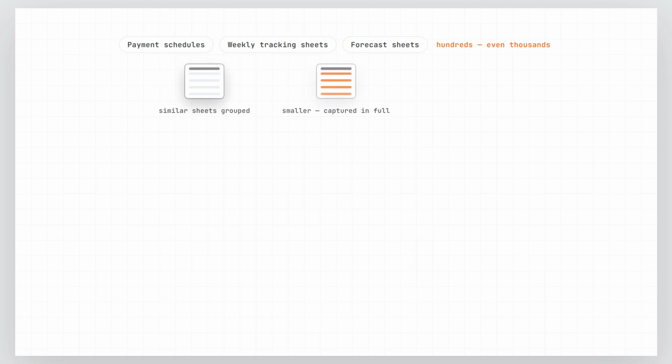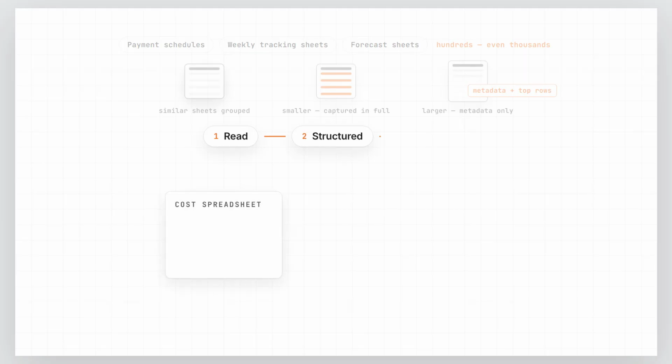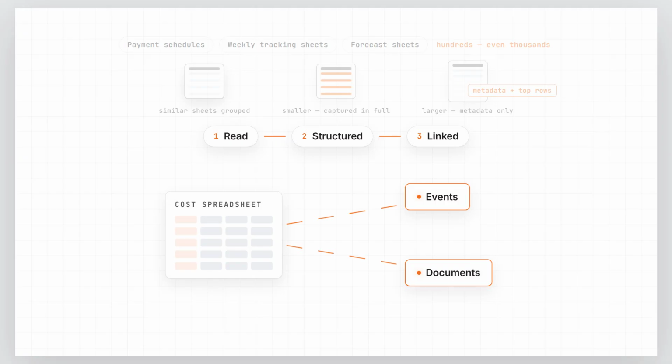Take registers, for example, hundreds, even thousands of them, payment schedules, weekly tracking sheets, forecast sheets. They're ingested and stored deliberately, similar sheets grouped together, smaller ones captured in full, larger ones as metadata and their top rows. So every one of those spreadsheets was read, structured, and linked back to the events and documents it relates to at the point it was ingested.